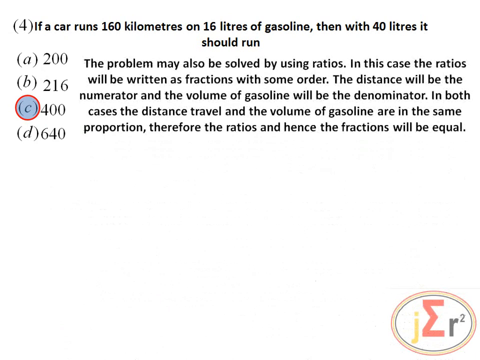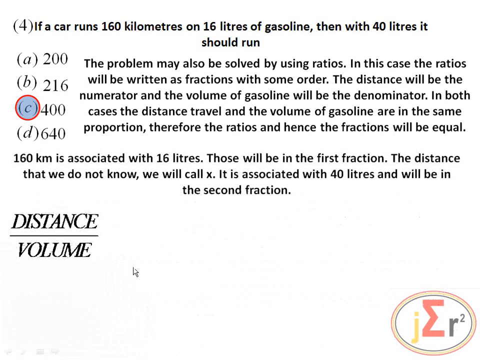Taking on that same problem again. The problem may also be solved by using ratios. In this case, the ratios will be written as fractions with some order. The distance will be the numerator and the volume of gasoline will be the denominator. In both cases, the distances traveled and the volume of gasoline are in the same proportion. Therefore, the ratios and hence the fractions will be equal. So in our fractions, we will put distance over volume all the time.